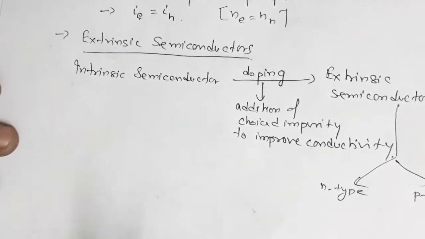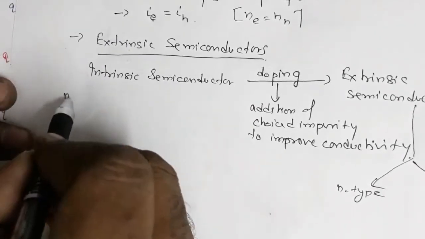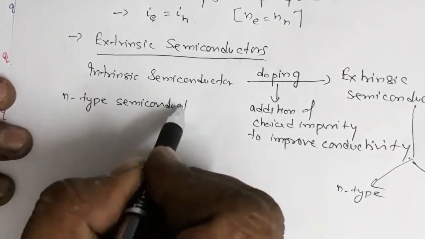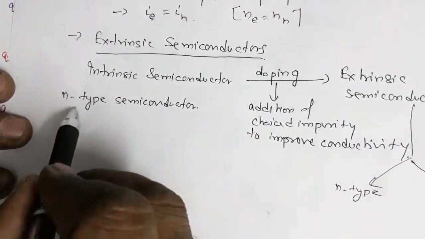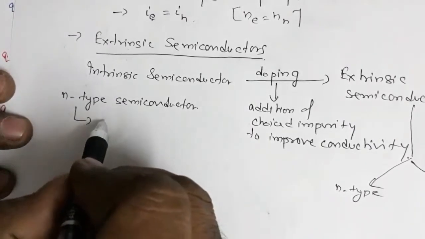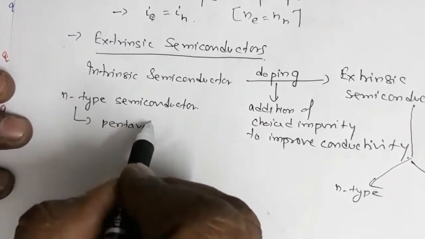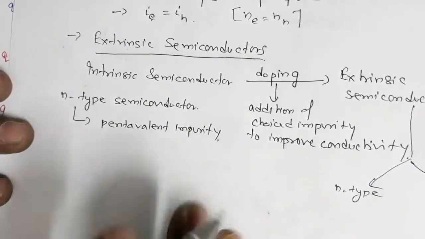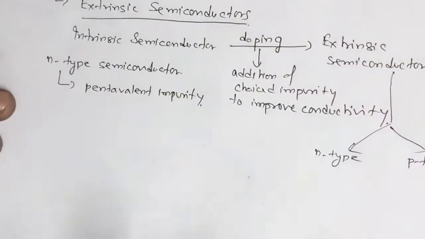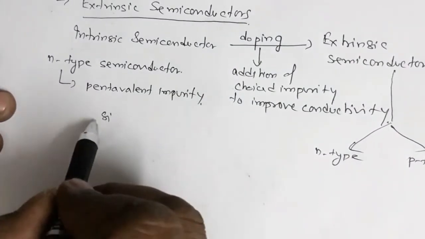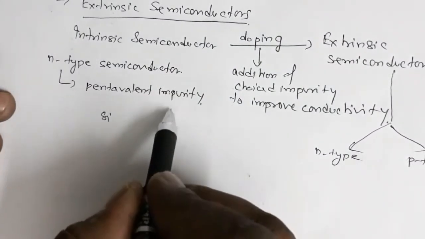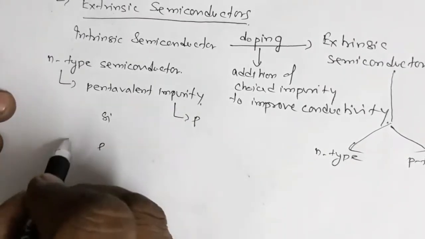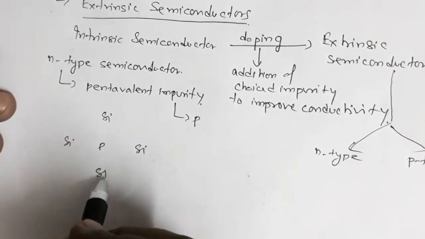So now first we will see the formation of N type semiconductor. Now N type semiconductor is formed by addition of pentavalent impurity. Okay, so now let's see how this happens. In the silicon structure we will add this pentavalent impurity, like phosphorus. It has valency 5. So suppose this is phosphorus, and this is silicon, this is silicon, this is silicon.